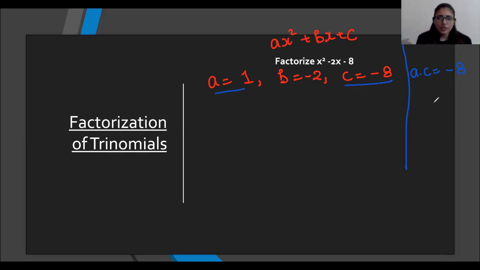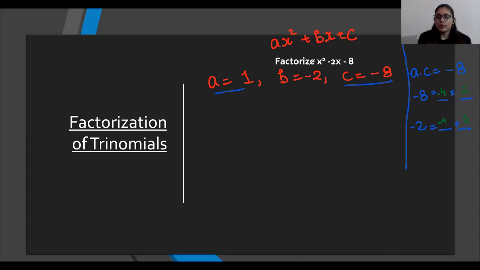This means that we need to go with the factors of negative 8. We should write negative 8 in two ways such that the product of the two numbers gives us negative 8 and the sum of both numbers gives us b, which is negative 2. If we do negative 4 times 2, we get negative 8, and negative 4 plus 2 gives us negative 2. So these are your numbers.